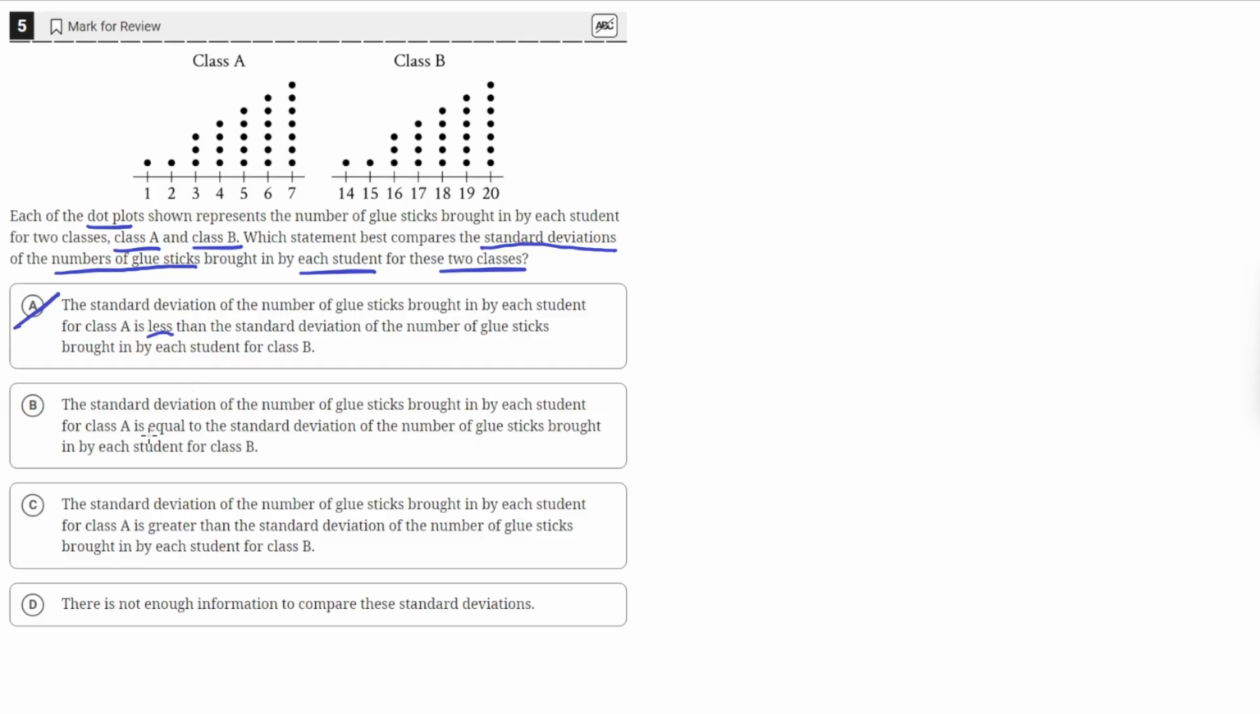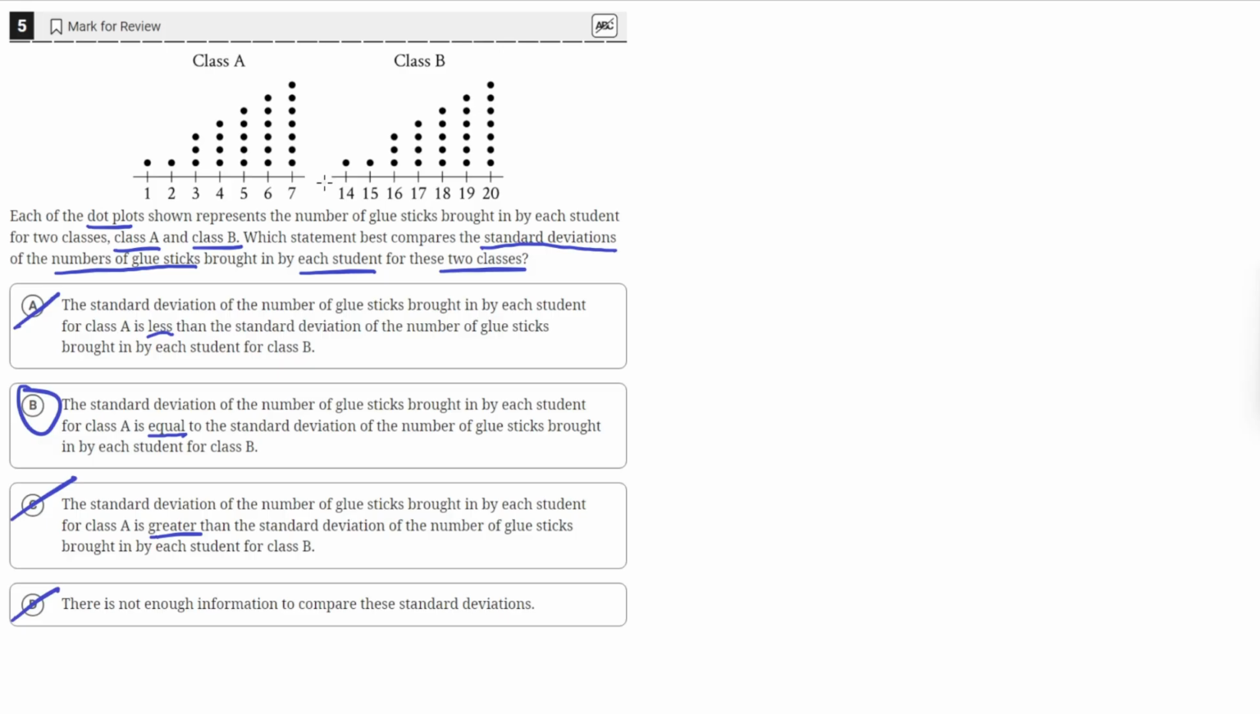B says the standard deviation of the number of glue sticks brought in by each student for Class A is equal to that of Class B, and that's correct. And then C says that one is greater than the other, so that's incorrect. And D says there's not enough information to compare these standard deviations, and that's also incorrect.